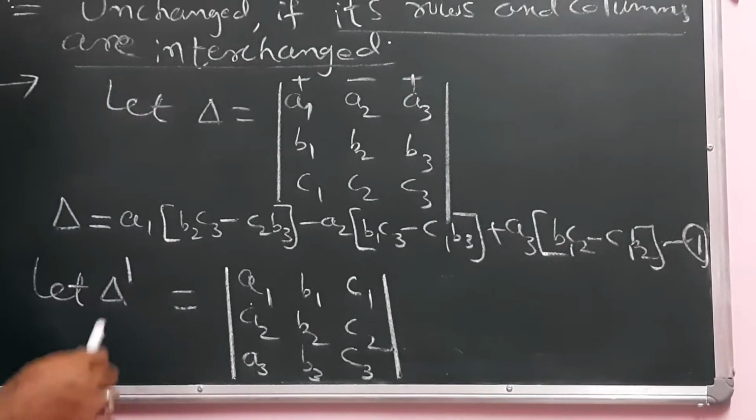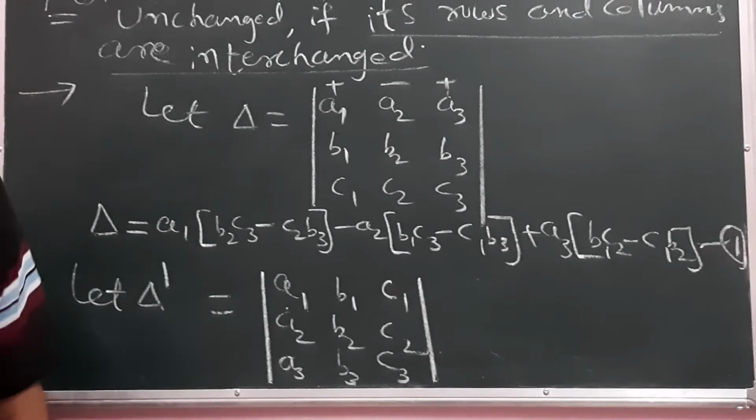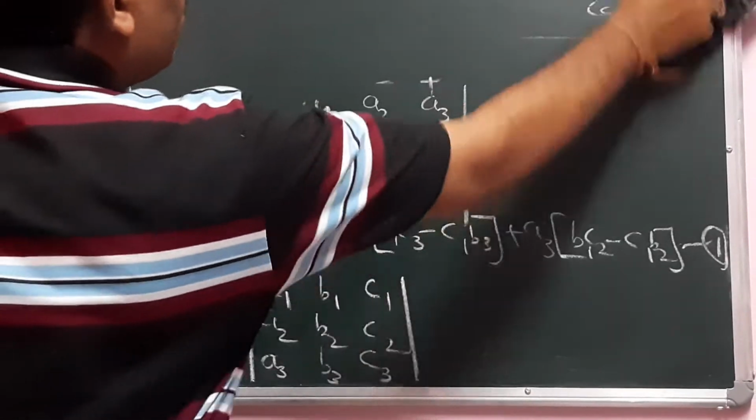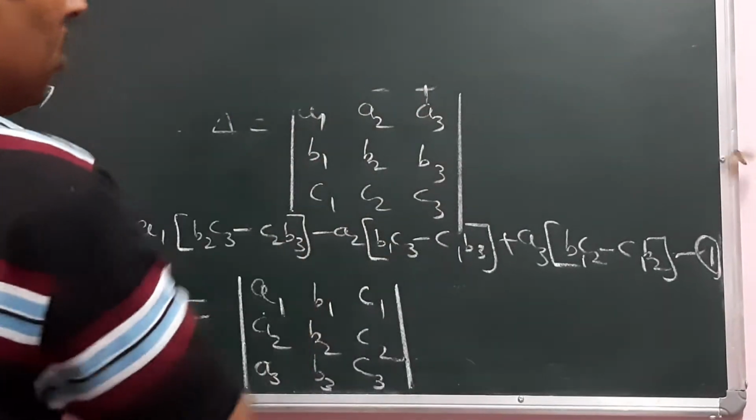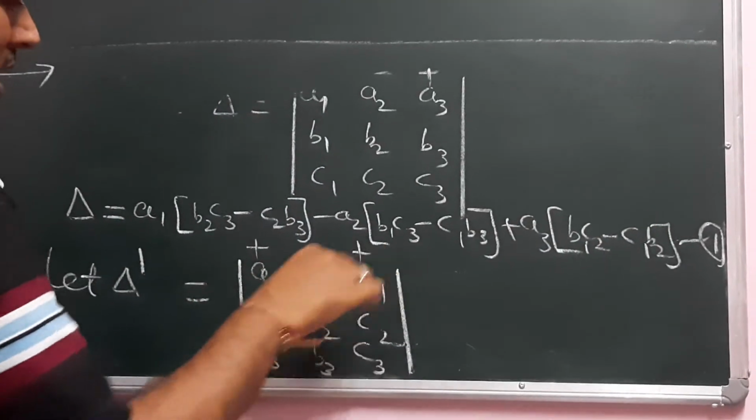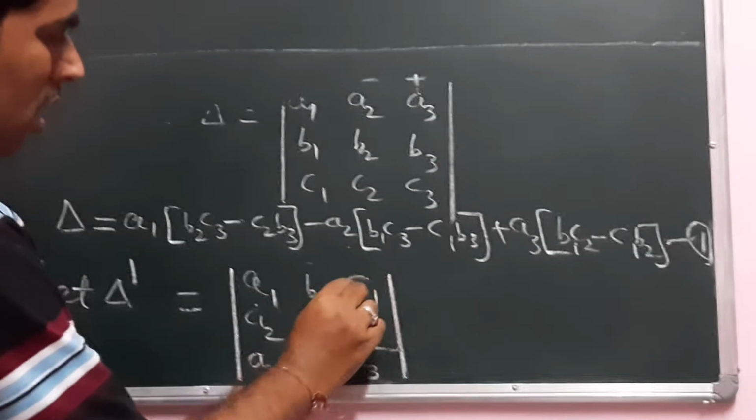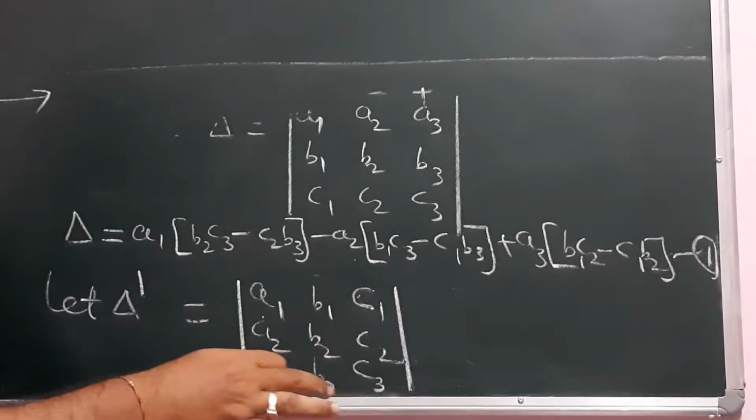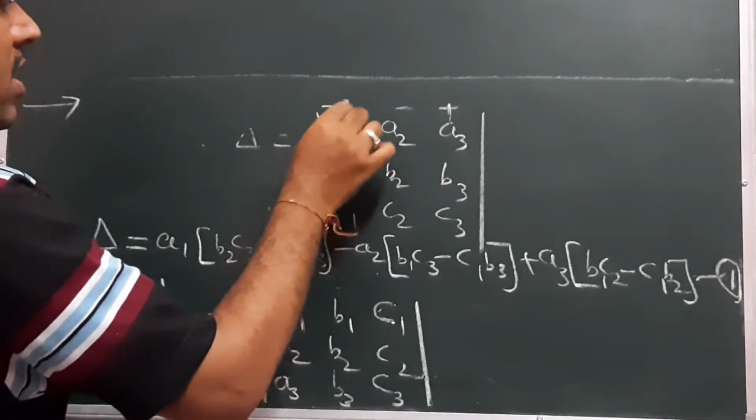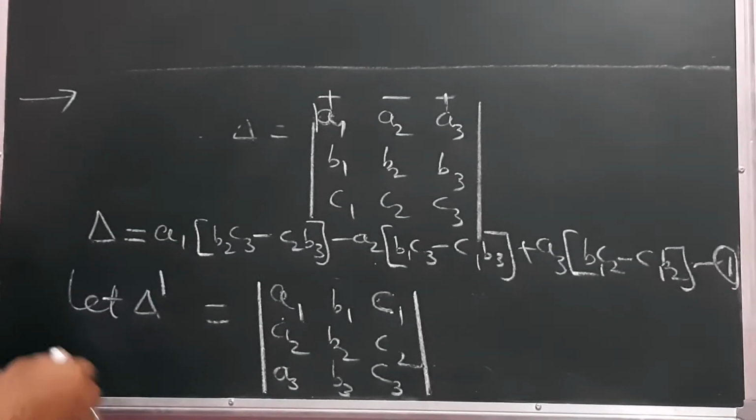We shall compare this value with the earlier one. Will they both be the same or not? That's the point here. I will expand this here, with signs plus minus plus. As we know, we can expand along any row or any column. We can expand along the first row also. We know we can do it in 6 ways, along any row or any column.